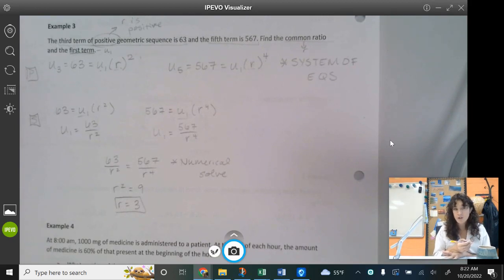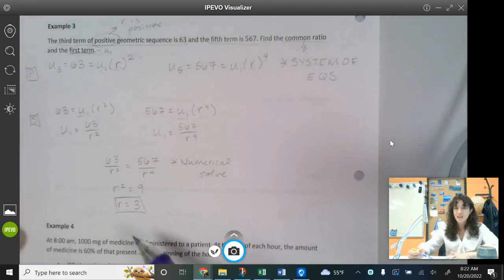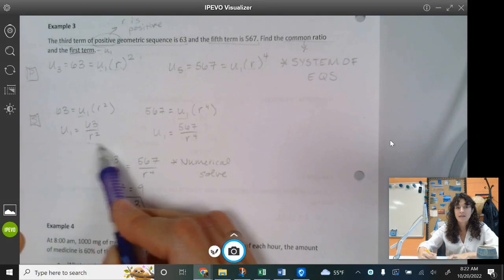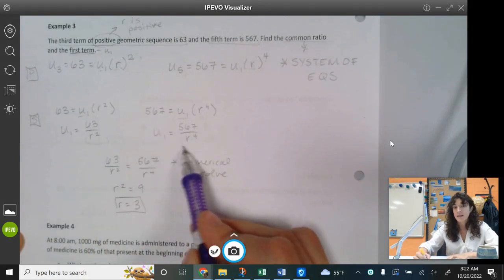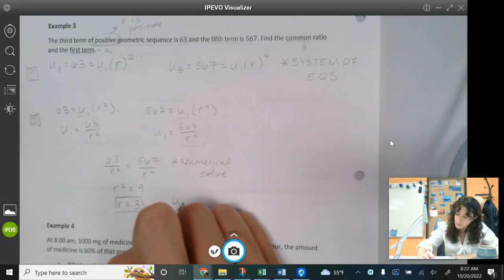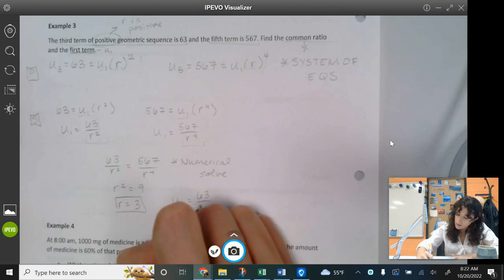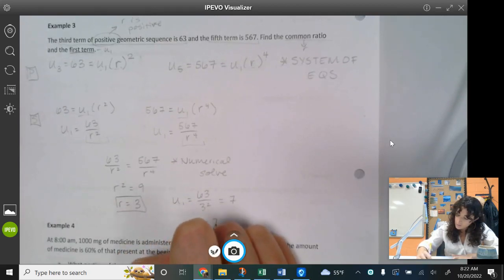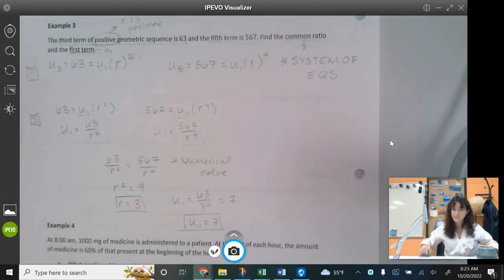Okay, so we found the common ratio. The only thing we need to do is find the first term. So all we have to do, first term is represented by this equation. It's also represented by this equation. Doesn't matter which equation we use. We just have to plug r in for one or the other. And we get that our first term is 7.